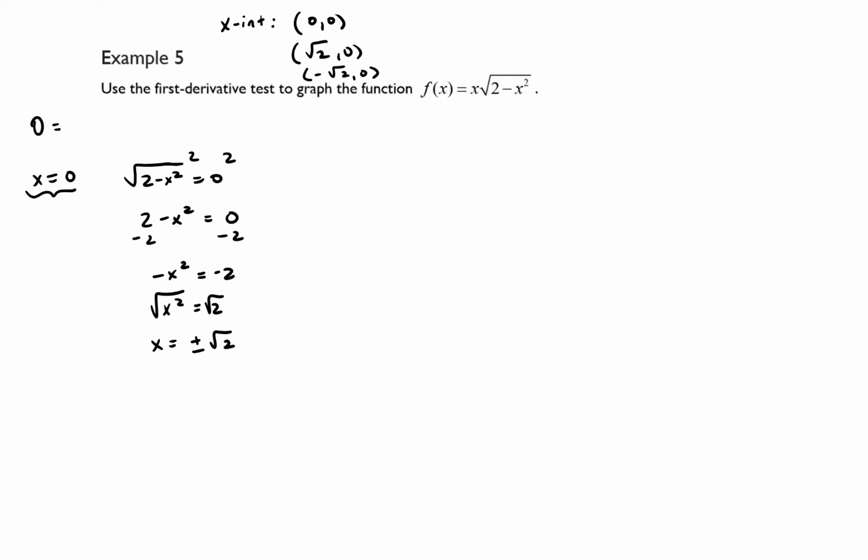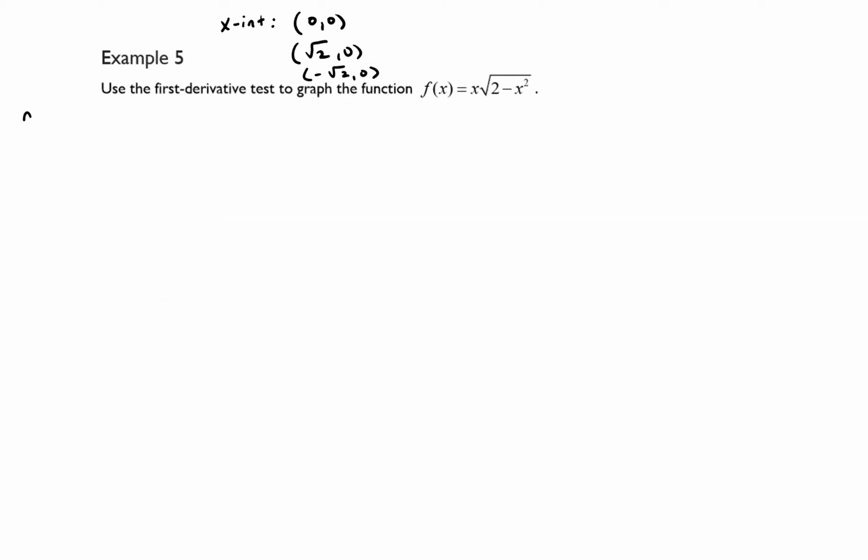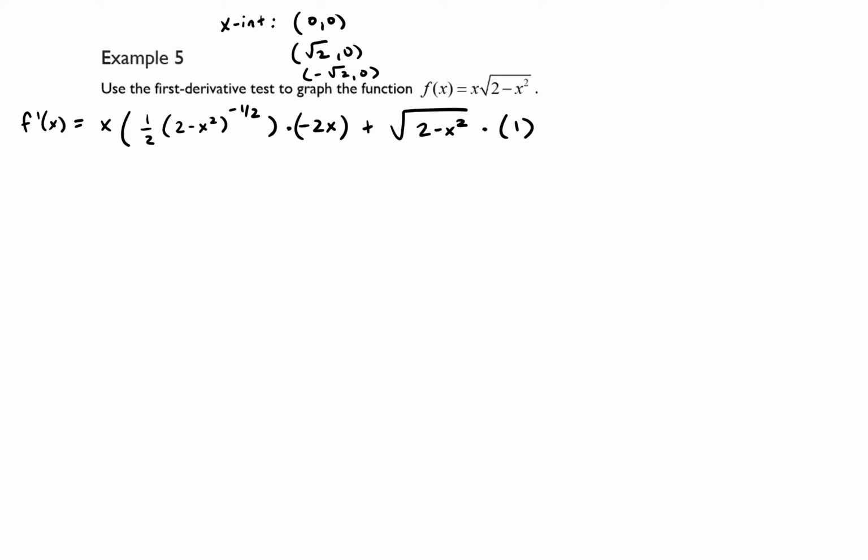Now I'm going to erase this to make some room. Let's go ahead and find the first derivative. So f prime of x is equal to, we're going to need to use the product rule since we're multiplying two functions together. So we have x times the derivative of the second, which is going to be 1/2 times (2 minus x squared) to the negative 1/2 power. And I need to use chain rule since there's a function inside of that, and the derivative of that is negative 2x, plus the second function times the derivative of the first function, which is 1.